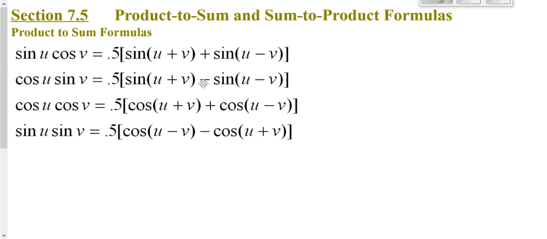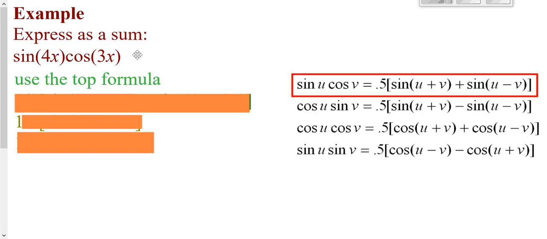And you might think, well, this is a subtraction sign, but remember, subtraction is really adding the opposite. So it's really still a sum over here. So here we have a product, and we want to write it as a sum. It's a sine of an angle, cosine of an angle. So you can look here, it's sine of an angle, cosine of an angle. So we're going to use the top formula.